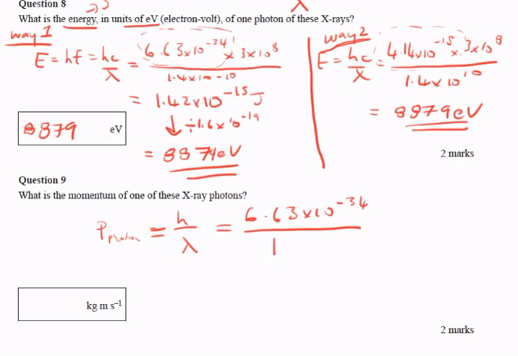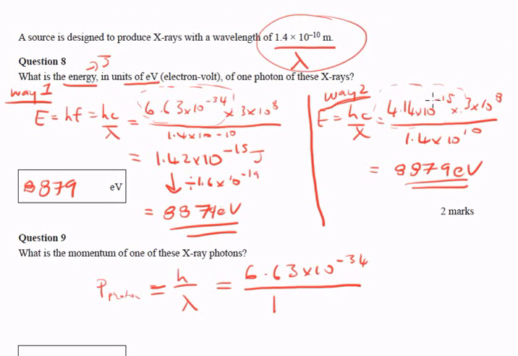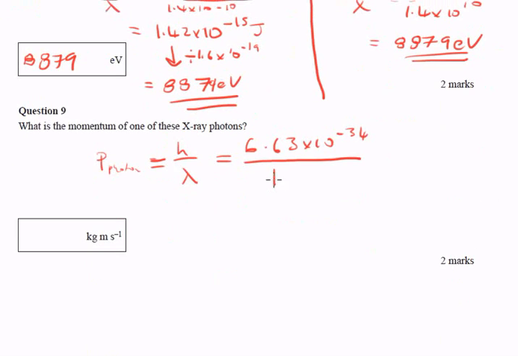what is the wavelength? The wavelength was here, 1.4 by 10 to the minus 10, which gives a very small momentum, 4.74 by 10 to the minus 24 kilograms meters per second squared.